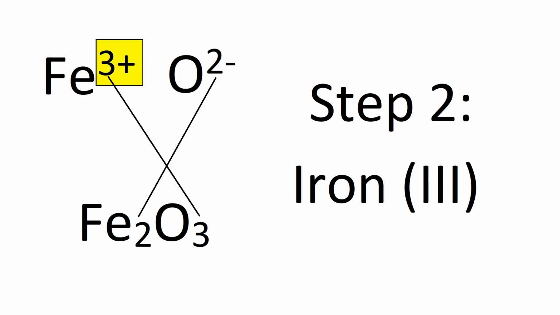In this case, the best way to do it is to do a reverse crisscross, where you look back at the subscript of the nonmetal. In this case, it's a 3 for oxygen, O3. So that means it would have a 3 plus charge. And you write that in a Roman numeral to the right of the metal. So in this case, it's iron 3.